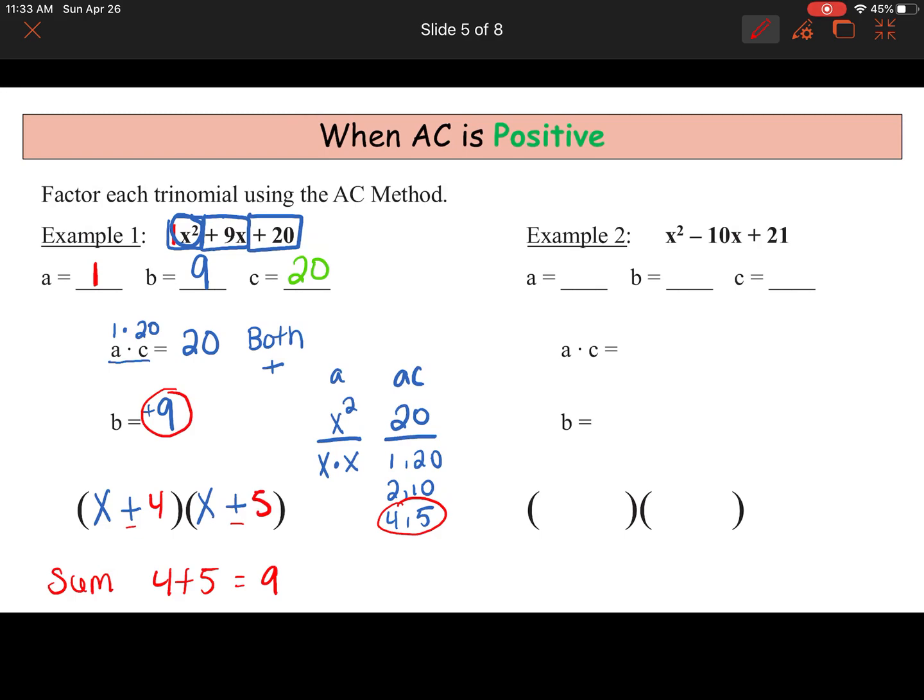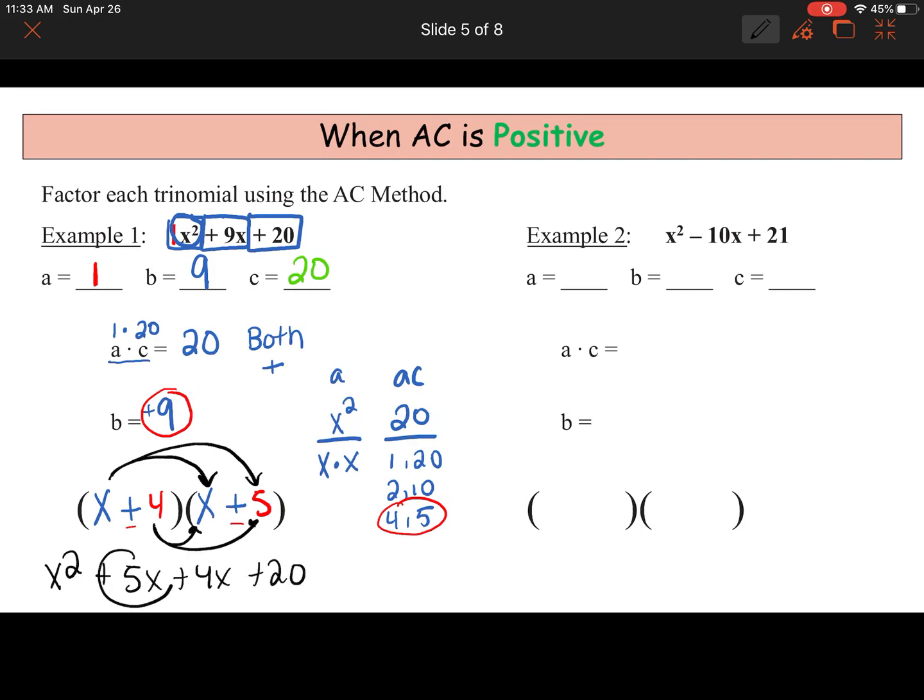And that's your answer: x plus 4 times x plus 5. And if you wanted to check, you can always go back and do the opposite and multiply them. Okay, x times x is x squared. x times 5 is 5x. 4 times x is 4x. 4 times 5 is 20. When you combine your like terms, you get x squared plus 9x plus 20, which is the same thing we had in our original expression.